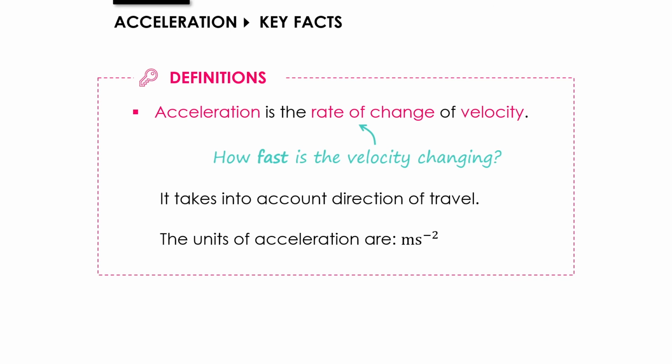The reason those units come about is that if you think of the units of velocity as meters per second, and we want to know how fast that is changing, that is meters per second per second. As we apply the per second part twice, we get meters per second squared.